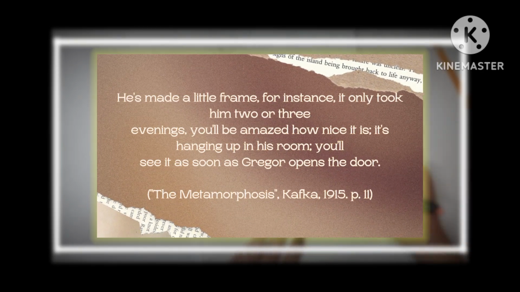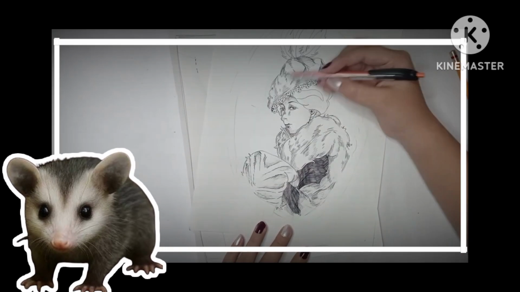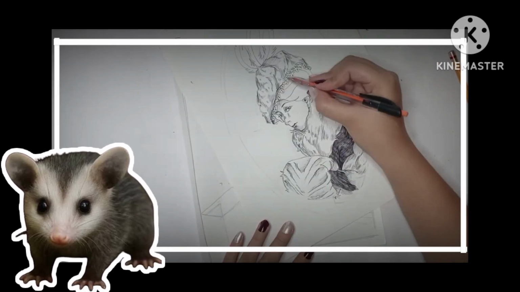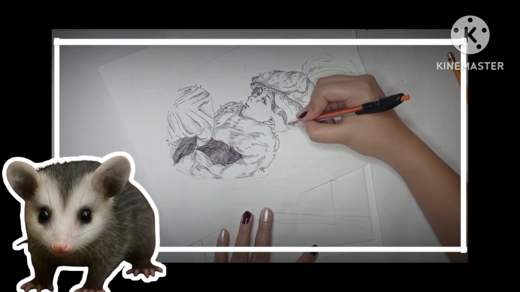Then, "he's made a little frame. For instance, it only took him 2 or 3 evenings. You'll be amazed how nice it is. It's hung up in his room. You will see it as soon as Gregor opens the door." Going back to the picture, the quote mentioned that this element can be seen as soon as someone opens the living room door. Consequently, both the bed and the living room are located in front of the picture.